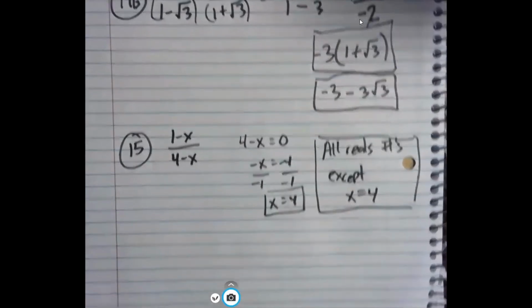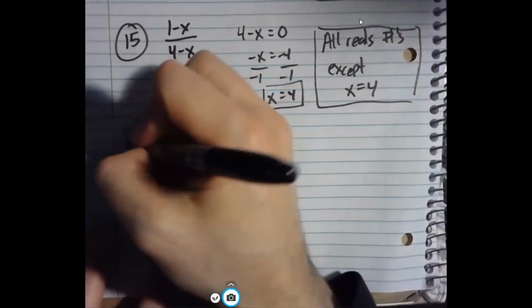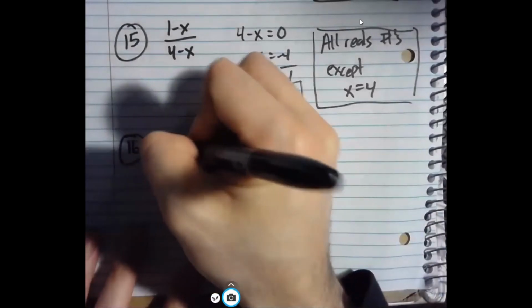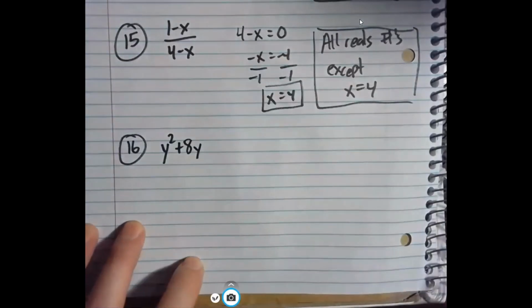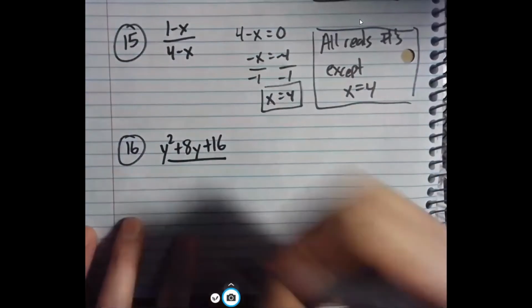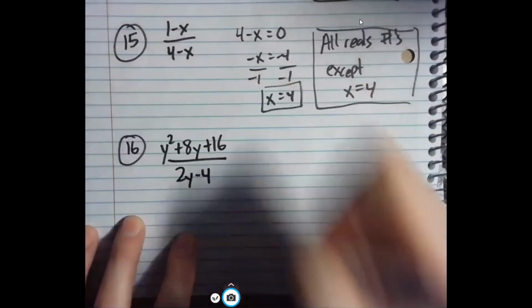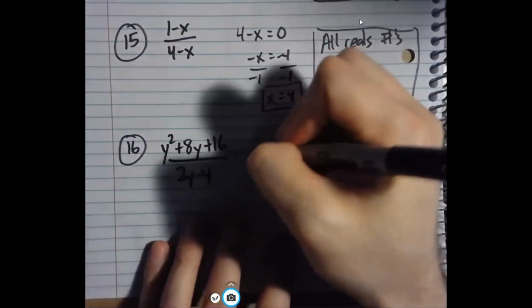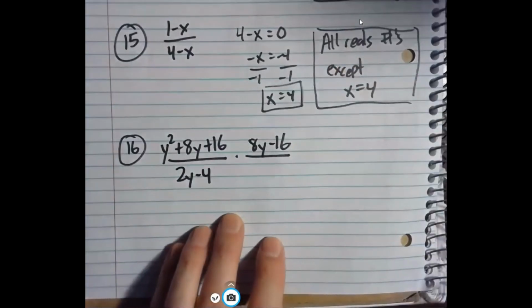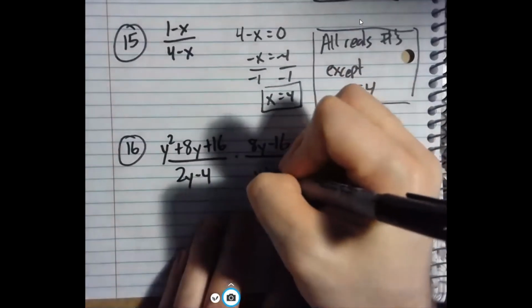Number 16. Multiply. We have y squared plus 8y plus 16 all over 2y minus 4. And we're going to multiply that by 8y minus 16 all over y plus 4 to the third.